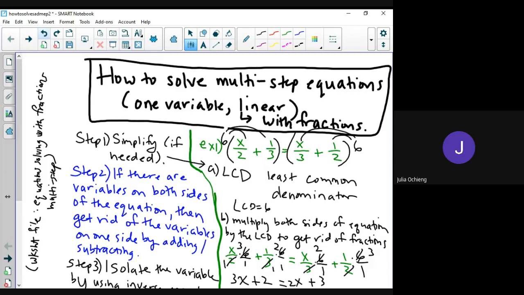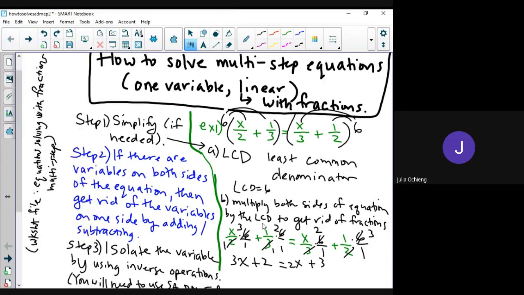Okay? So again, to simplify fractions, the first thing you're going to do is find an LCD, which is the common denominator between 2 and 3, which was 6, and then multiply both sides of the equation by that 6, and if you pick the correct LCD, you're going to end up canceling all the denominators, no more denominators. Very nice.